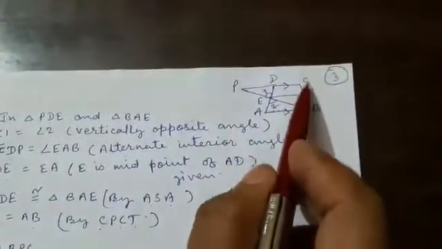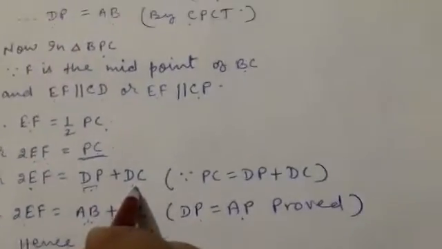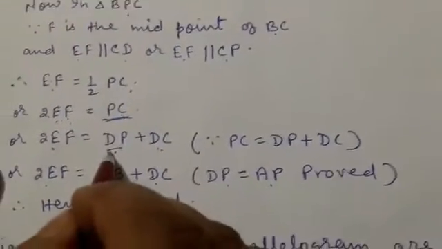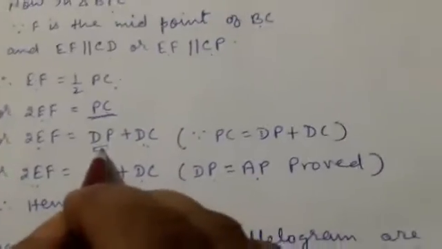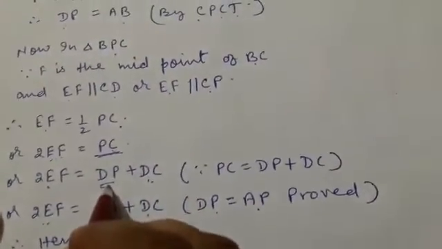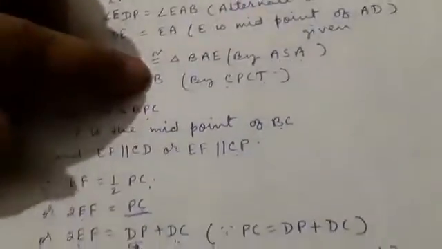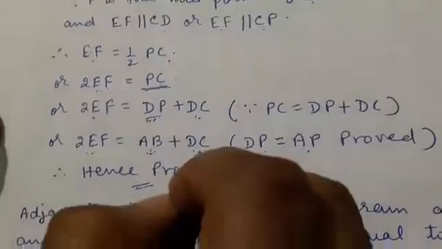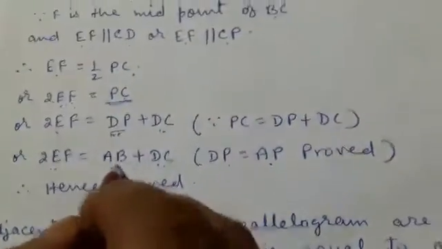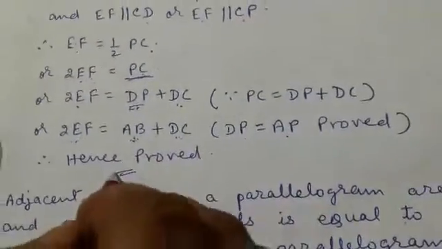How will we write PC? PD plus DC, or DP plus DC, is equal to PC. So in place of PC we will write DP plus DC. So 2EF is equal to DP plus DC. We have proved that DP is equal to AB, so in place of DP we will write AB plus DC. So 2EF is equal to AB plus DC, hence proved.